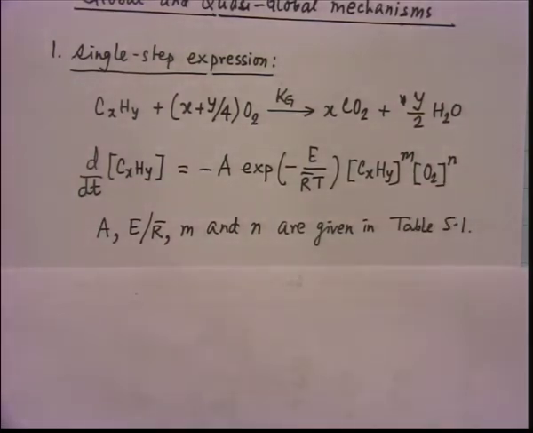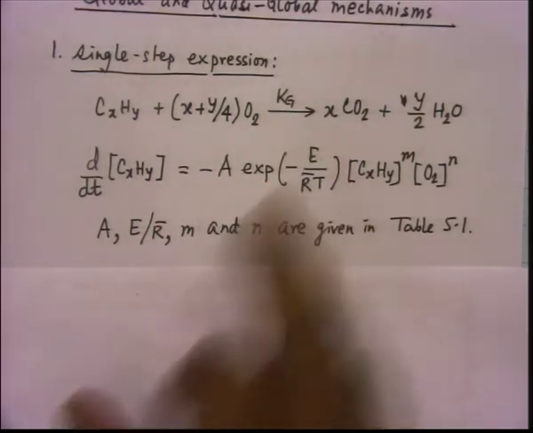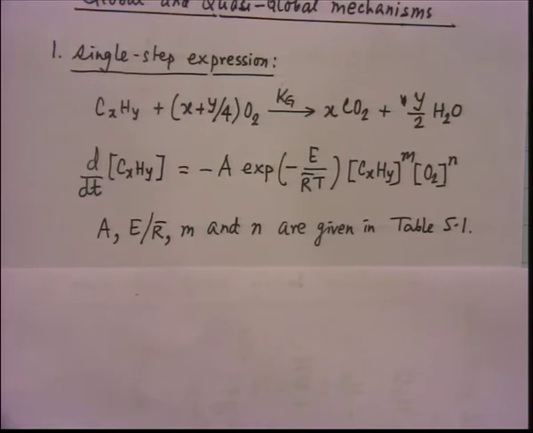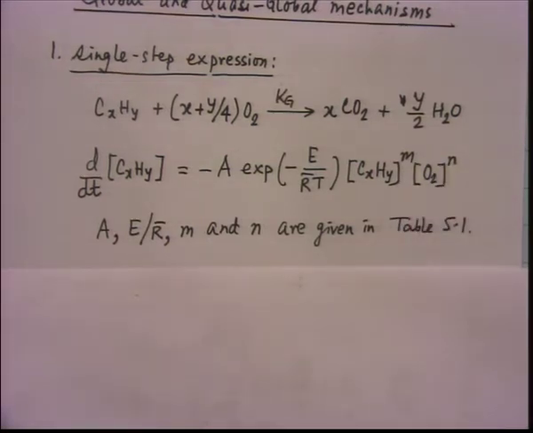Now, this has got the pre-exponential factor, this has got the activation energy also, as you can see, and this has got concentrations of the hydrocarbon and oxygen raised to the power m here and n here, and these are available in Stephen Turns's book, table 5.1. This is from the second edition book. I think in the third edition book also it is the same number.